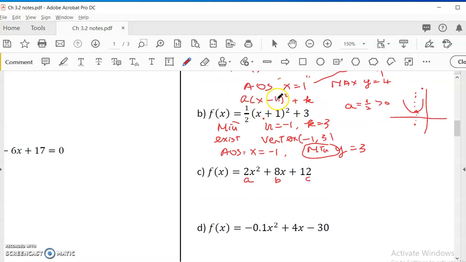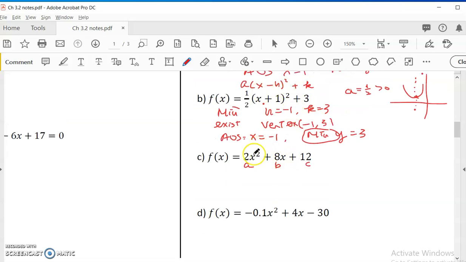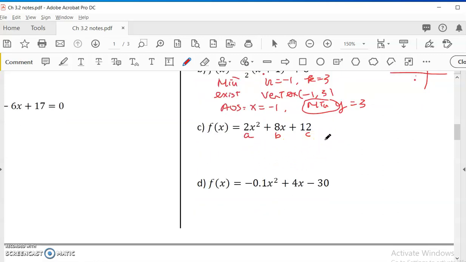X minus h all squared, not just x squared. So I have to calculate h, right? I don't know how they shift. So it's very hard to read the shift left and right. It's not related to the transformation, or it is very difficult to see the transformation. So I'll calculate h by, remember the formula is negative b over 2a. So in this case, it's negative 8 over 2 times 2, which is 4. That's negative 2.